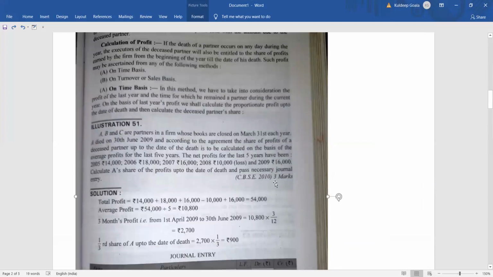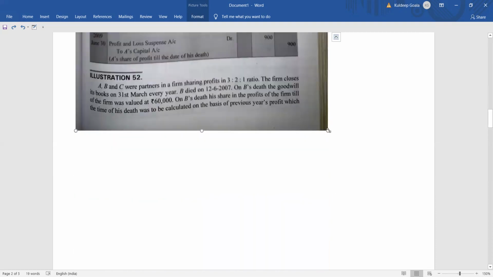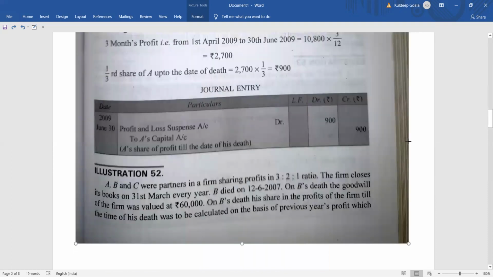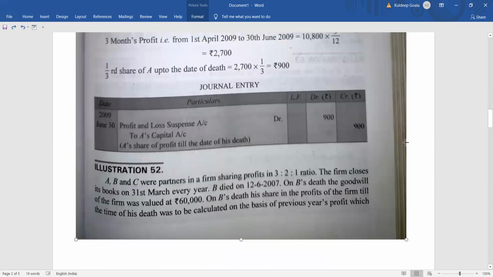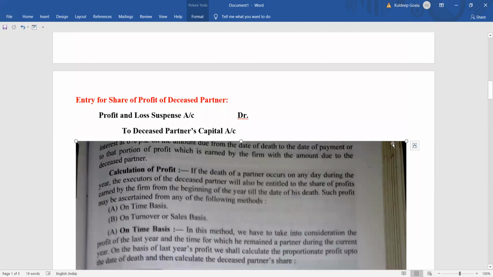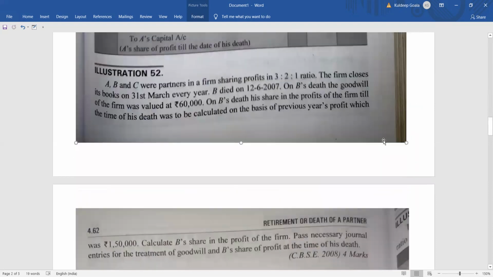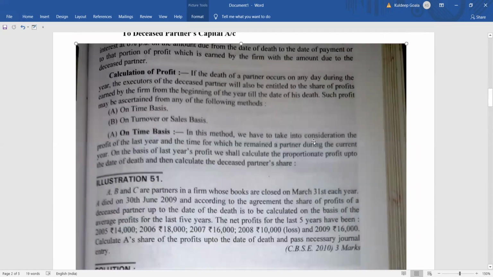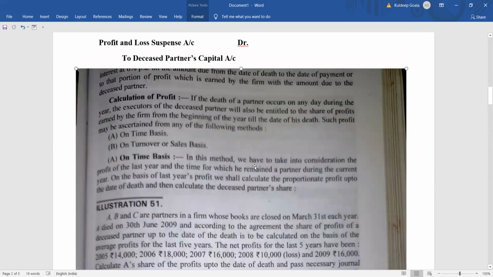First one is on the basis of time, that is we will take the last years' profit, and on the basis of that we will do it. And the other one is on the basis of sales or turnover. Sales or turnover refers to how much was the sale of last year. We can take either method depending on the question. So remember that there are two methods of calculation of profit. First one is on the basis of time, that is on the basis of the last few years' profit, and the other one is turnover, that is on the basis of sales. Clear? So let's start with the time period basis.